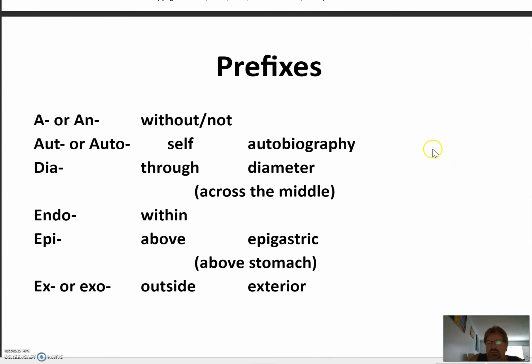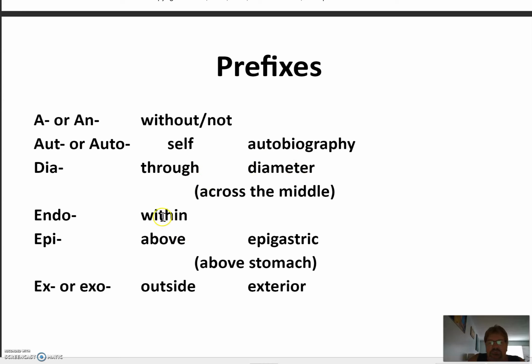Prefixes, small words that come in front of the word. A or an means without. Anuria means you're not producing any urine at all. Important one. Auto means self, like autobiography is a person's written story of their own life. Dia means through, like the diameter. The diameter of a circle is a line drawn straight through from one side to the center to the other.